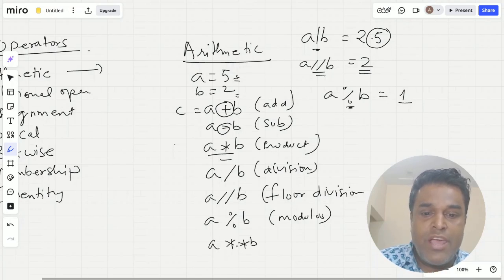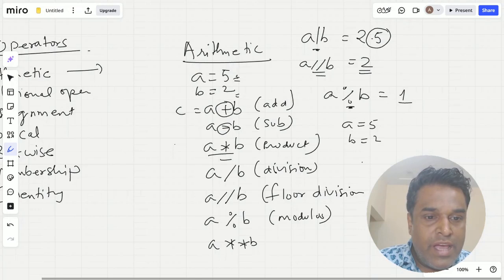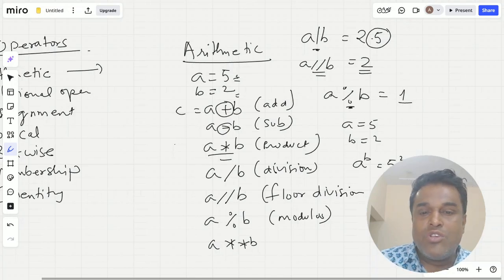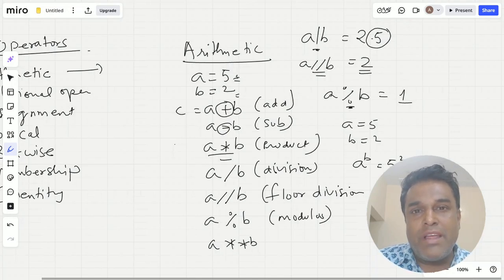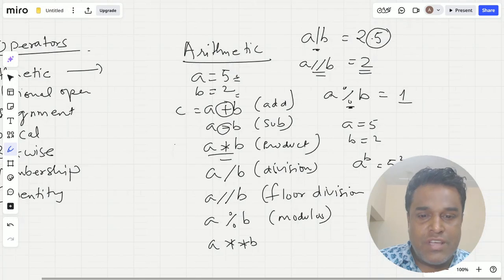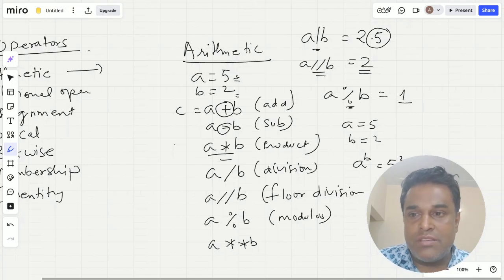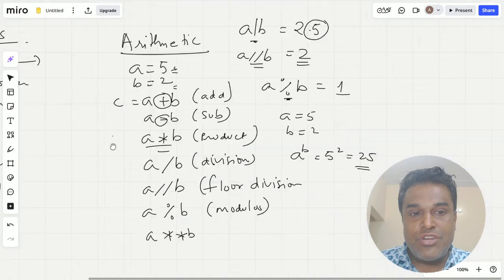So this will be A to the power B. If the value of A is 5 and B is 2, that will be 5 raised to 2, that is 25. So these are the simple mathematical operators by which we can perform mathematical calculations. Now comes the second, that is the relational operator.